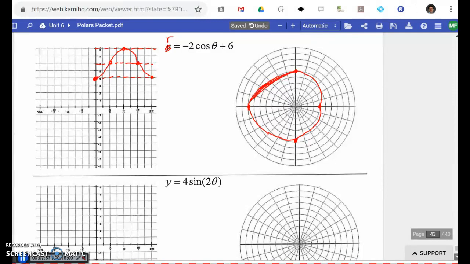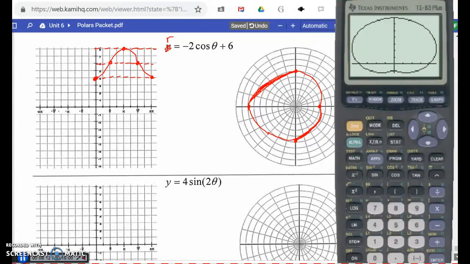Do your best with these. I know some of you who don't think you're very artistic will have a hard time with these. But that's roughly what that graph looks like. Once again, I'll try to pull up the graphing calculator to look at it. And I really do mean try, because it's difficult.